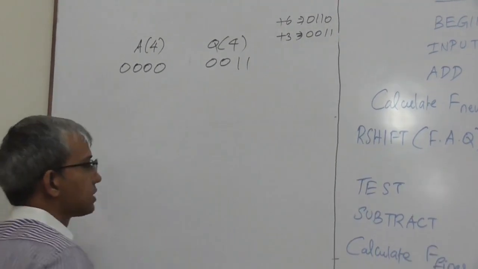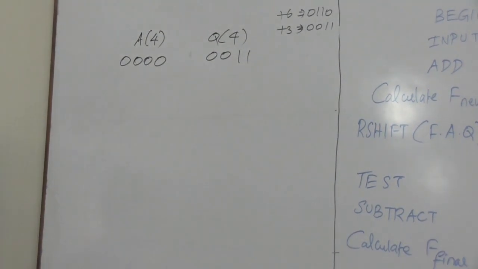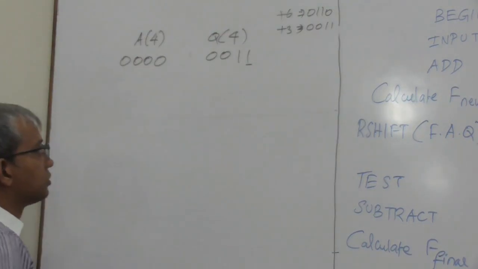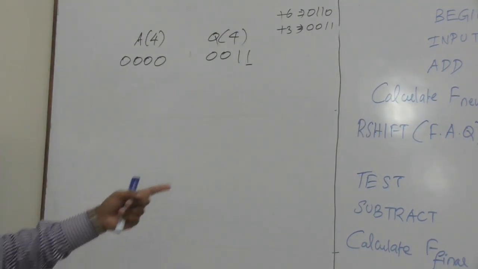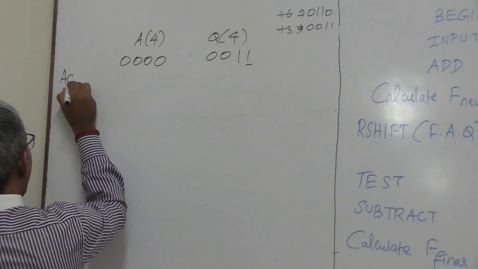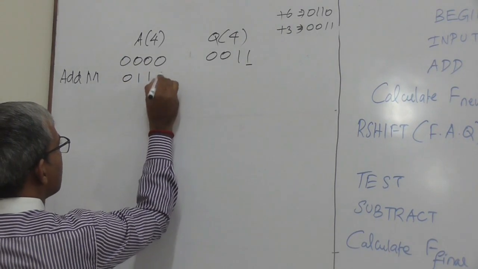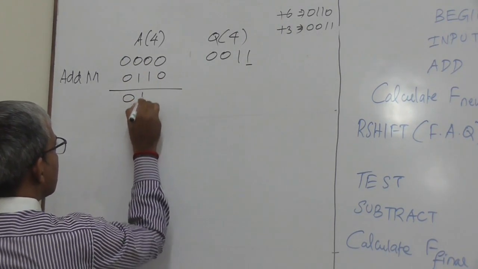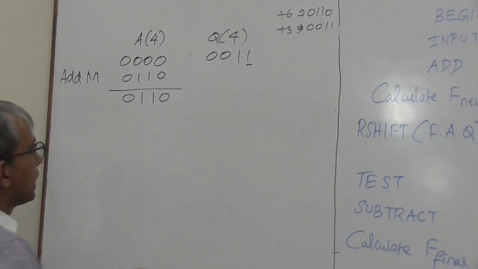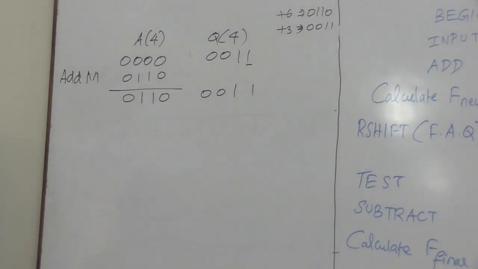So the countdown starts. This iteration should run for all the bits of your multiplier, right? So first you will take the LSB of your multiplier, which is 1. So I have to add the multiplicand plus 6 with A. So the operation here is add M. So it is 0110. If you add it, the result is 0110. Right? You can take this value as it is. Next we have to go for shifting. Right, shift by 1 bit.